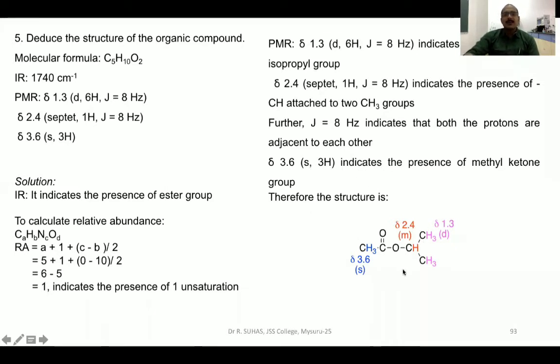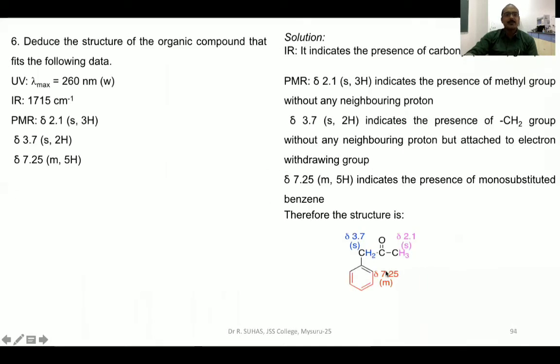So on one side you write the isopropyl group, on the other side you write CH3, but the molecular formula is telling that there are 2 oxygen. So satisfy it by attaching an ester COO in the middle. Therefore the structure is found to be this one. So this is a singlet, this is multiplet, and this is doublet. Instead of septet, we can write it as multiplet also.